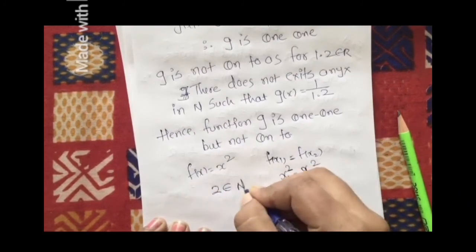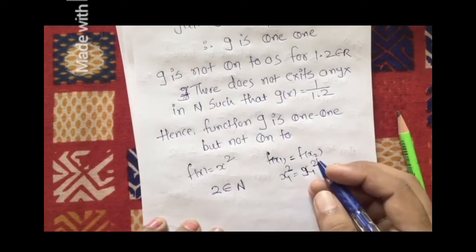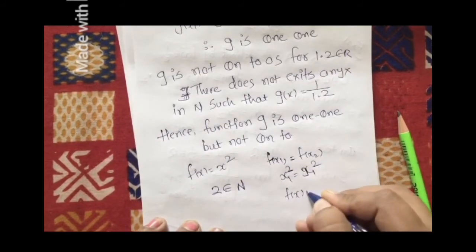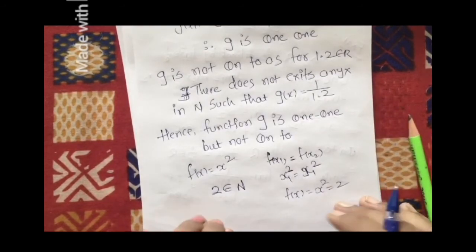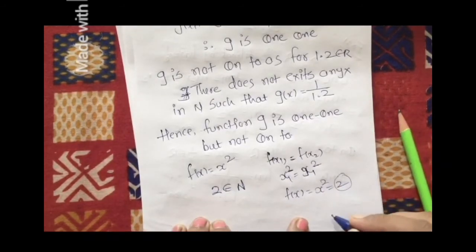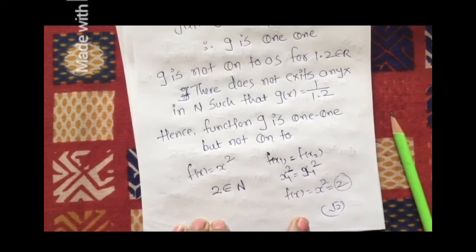And is it surjective or not? 2 belongs to N, but there does not exist any x in N such that f(x) = x squared = 2. Okay, so when will 2 come in N? When we have the value root 2. But root 2 is not in N, therefore it is not onto. In a similar way you can solve all the examples.